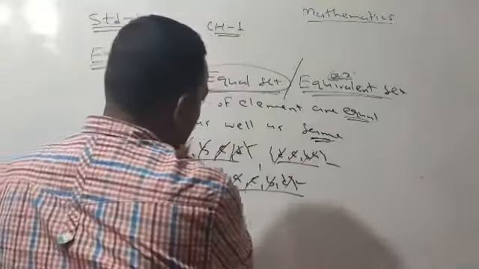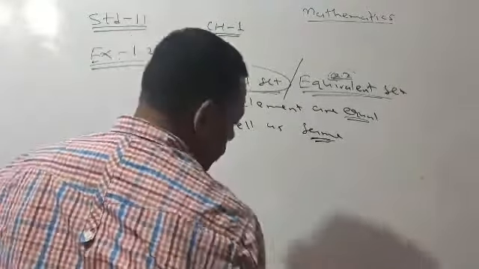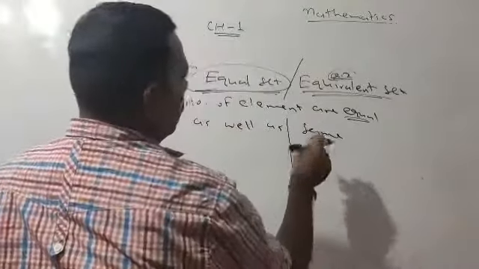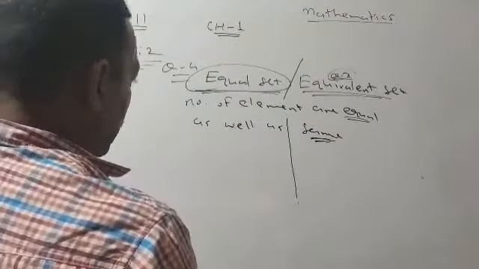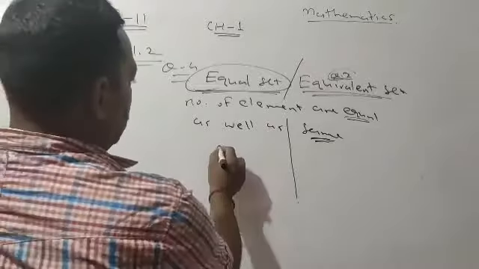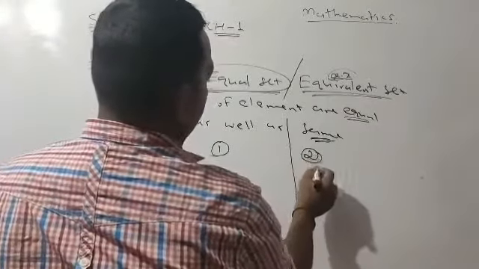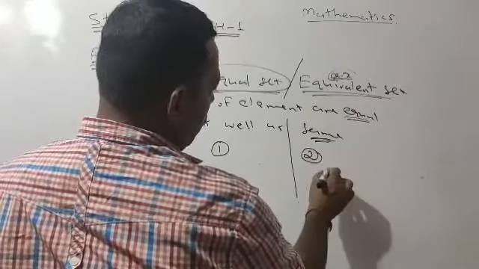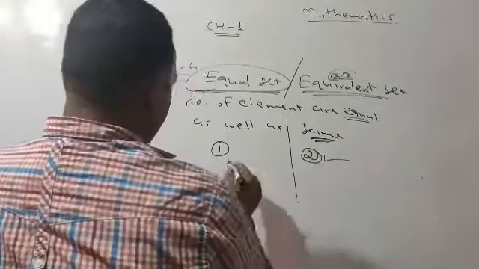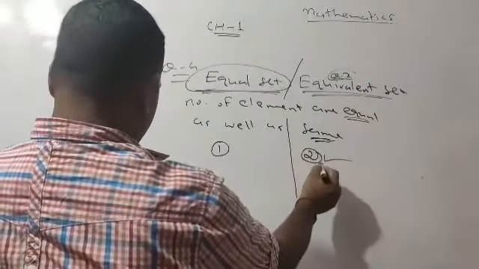So again I will divide my question in 2 parts, whether it is equal or equivalent. See, first one is an equal set, second is an equivalent set. They will not ask whether it is equivalent or not, but we will write from our side. So this is an equal set, this is not an equal set.